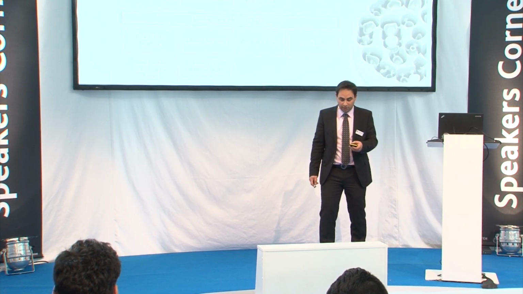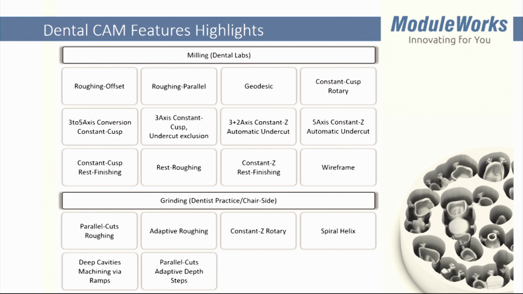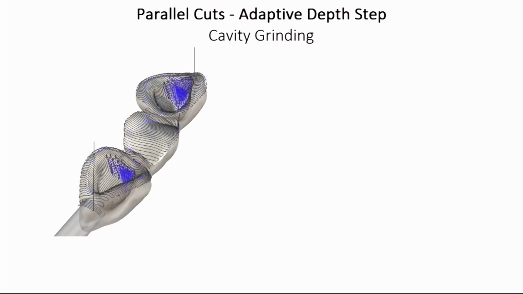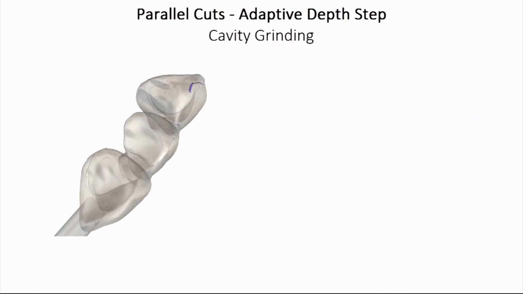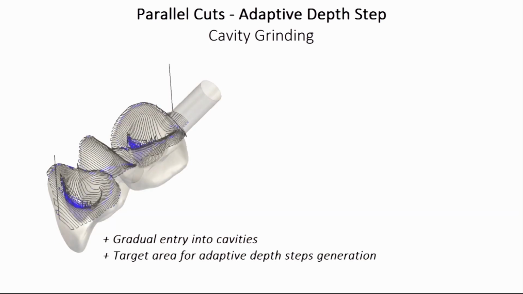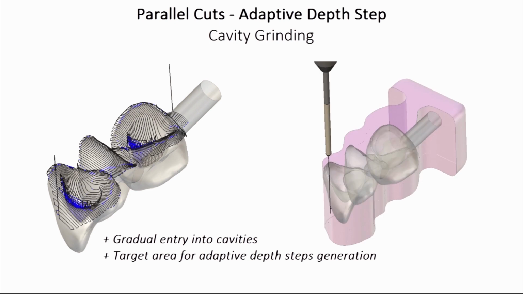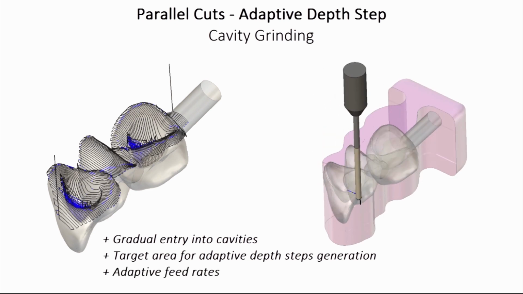Next one is parallel cuts with adaptive depth steps. So here to rough the cavities, we use just a simple parallel cuts, but once the tool reaches the cavity area, we generate these intermediate, basically slices, such that we have a gradual entry into the stock material.